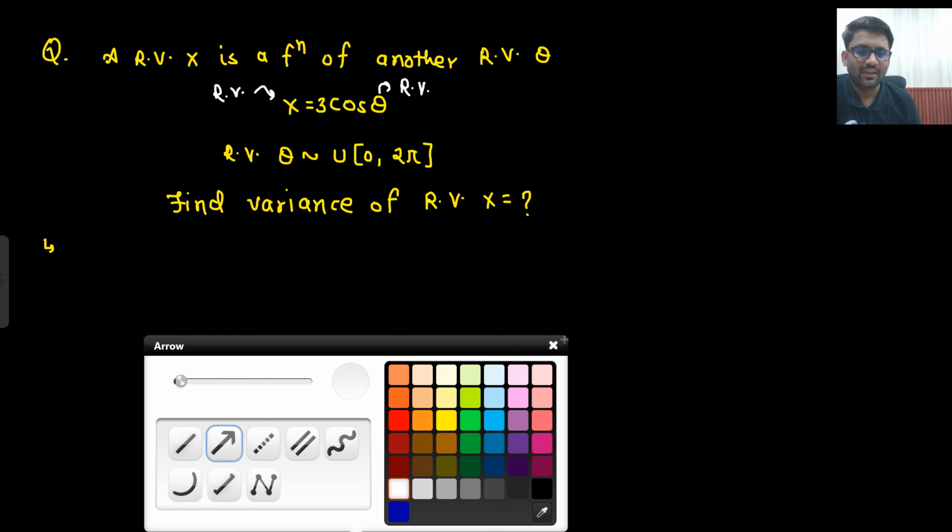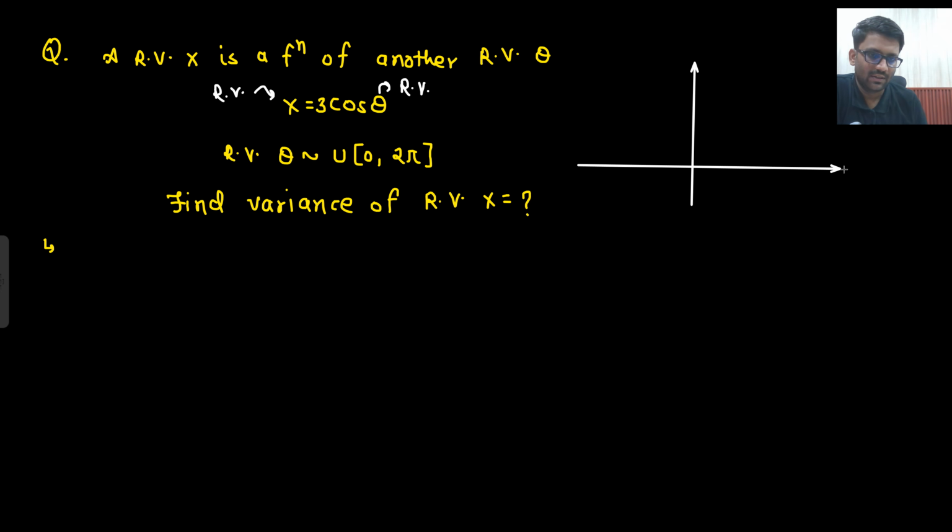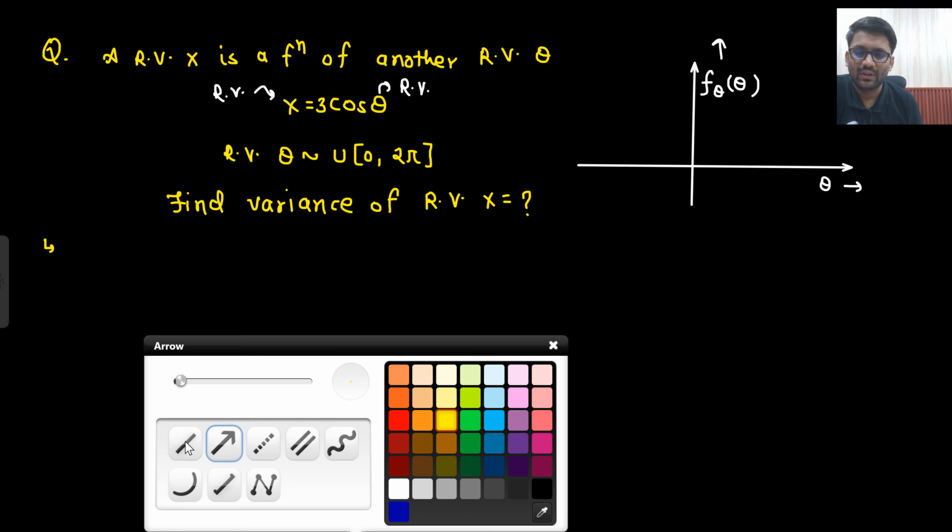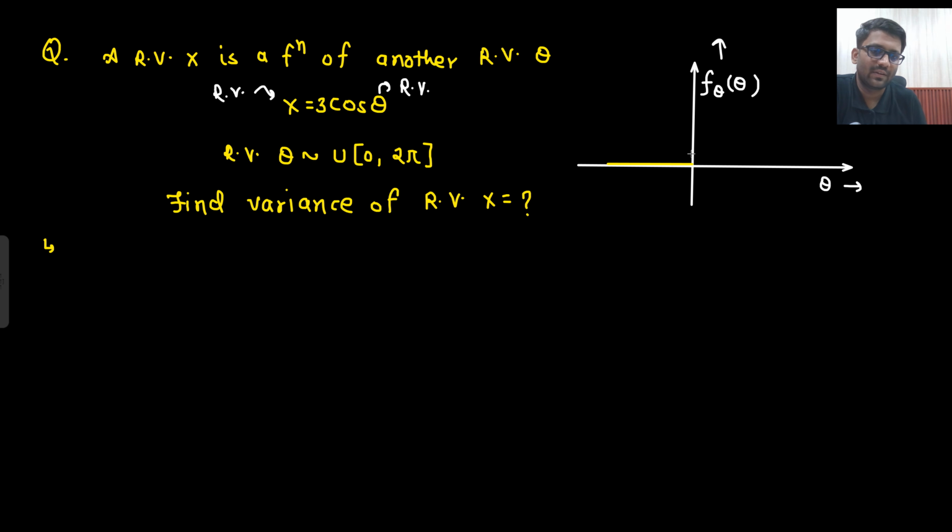So if this information is given, can you draw f theta of theta? Surely you can draw. It is uniformly distributed between 0 to 2 pi. So what is the width? Width is 2 pi. So here what should be the height? 1 by 2 pi. So 1 by 2 pi into 2 pi, what will be the area you will be getting? That is 1.